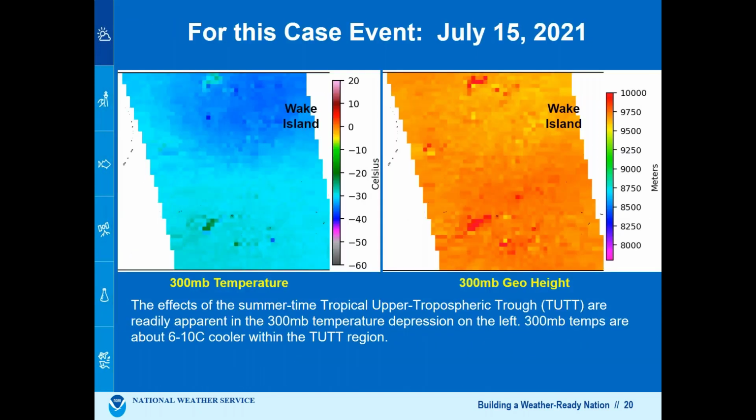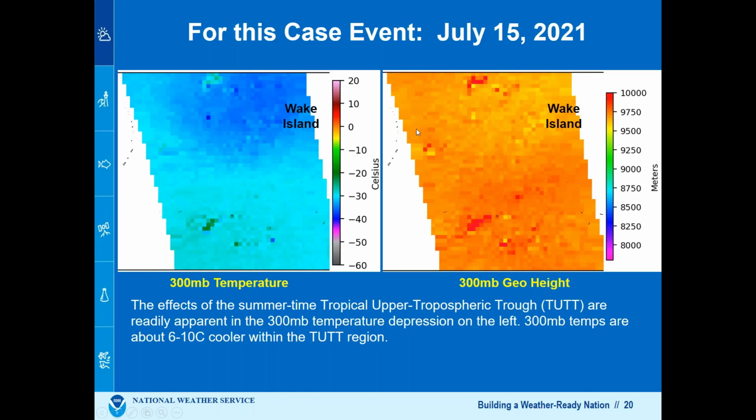There you can see there's a bit of a texture change in the 300 millibar temperature. So roughly there's a 6 to 10 degrees Celsius drop in the temperature by the time you get up to Wake Island. So you can see just the nature of this large cold pool induced by that upper level low. There's a little bit of warmer temperatures. That's where you got a little bit of convection starting to pop up there.